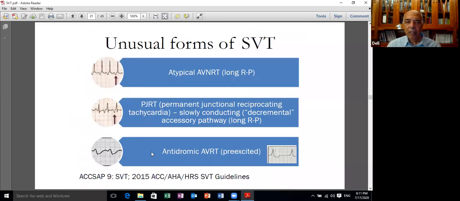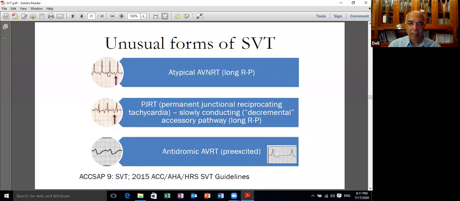We go to unusual forms of supraventricular tachycardia. We talked about the typical AV nodal re-entry tachycardia going down the slow pathway and up the fast pathway. Now we have the opposite, going down the fast pathway and going up the slow pathway. So if you see here, this will result in a long RP tachycardia.